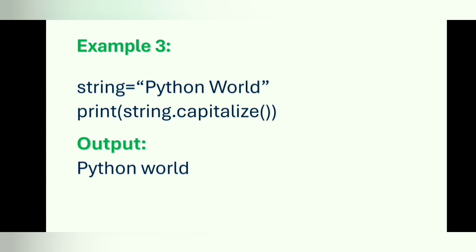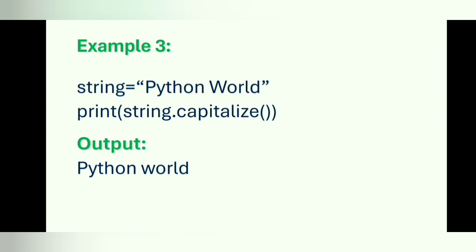Example 3. In this example, we see what happens if the first character is already a capital letter. If the first letter of the given string is already a capital letter, then the capitalize method returns the new string without any modifications. In this example, we assign the string value Python world to the variable string. Here the first character of the string is already a capital letter. In the following statement, the string.capitalize method returns the new string without modifying the first character, and the print function prints the new string.